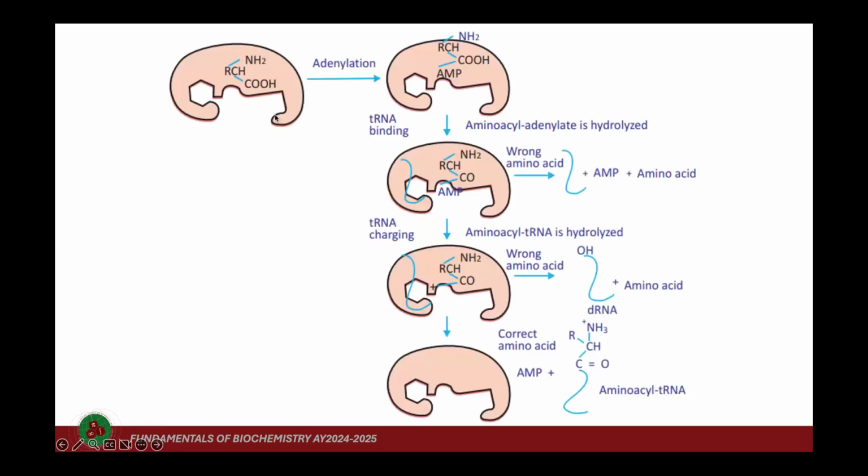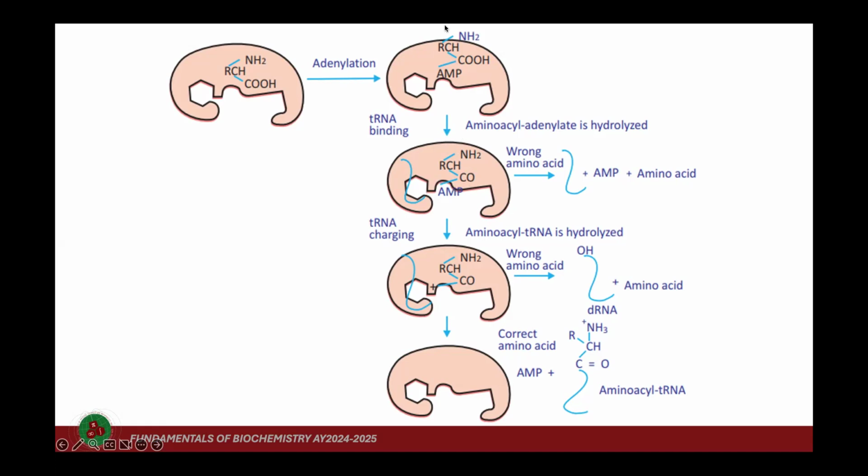Here is another diagram. You've attached the AMP to your amino acid, and then you attach the amino acid. You bind the tRNA, and at this point, the synthetase can check if it has the correct amino acid. If it has the wrong amino acid, then it hydrolyzes that. It removes the amino acid from the tRNA. So you hydrolyze it.